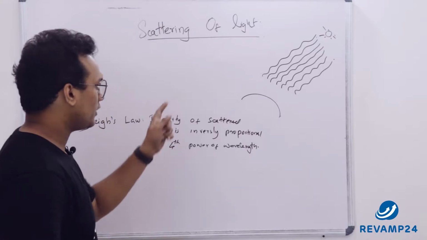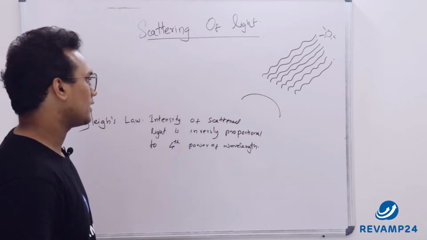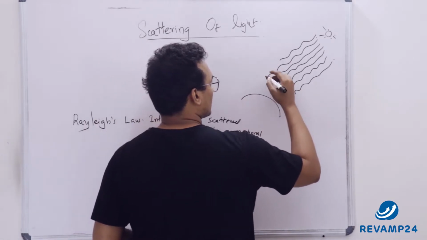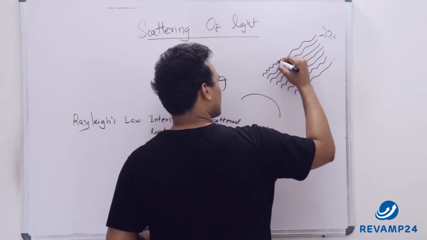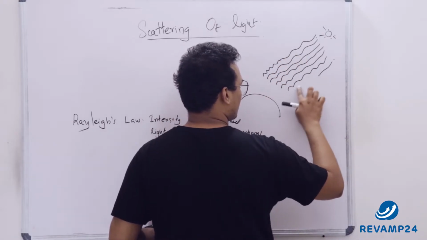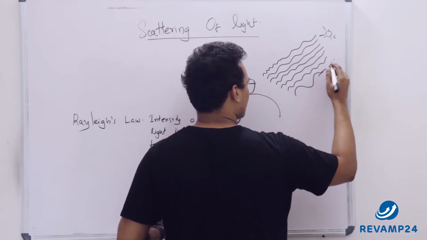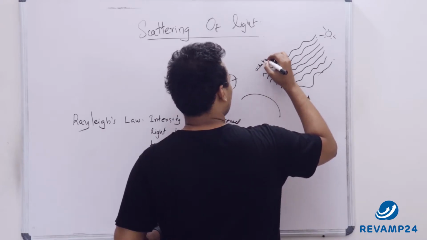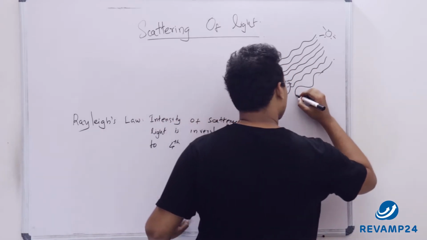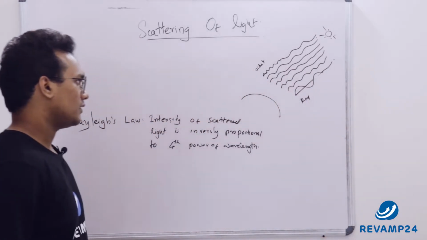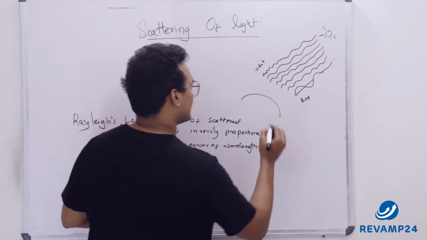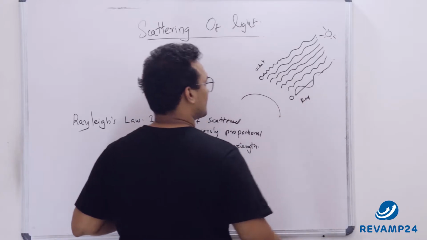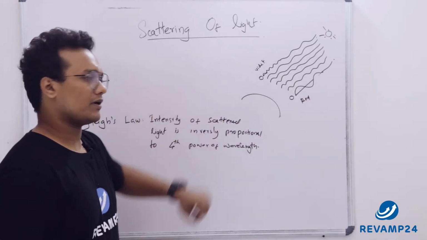Now we know that out of violet, indigo, blue, green, yellow, orange, red, violet has the minimum wavelength, and red has the maximum wavelength. So this is red and this is violet. Violet's wavelength is less and red's wavelength is more. Now when this meets a dust particle, so I have a dust particle here and the same size dust particle here. What will happen here?